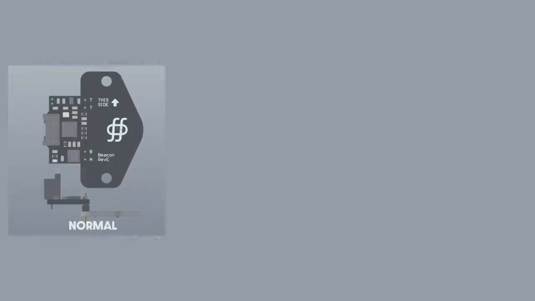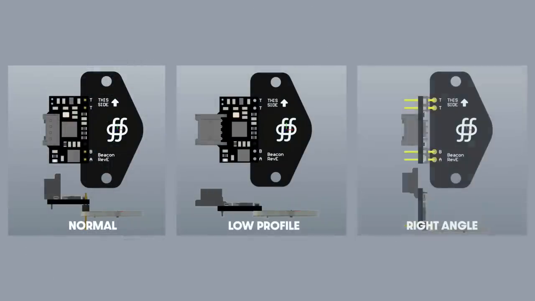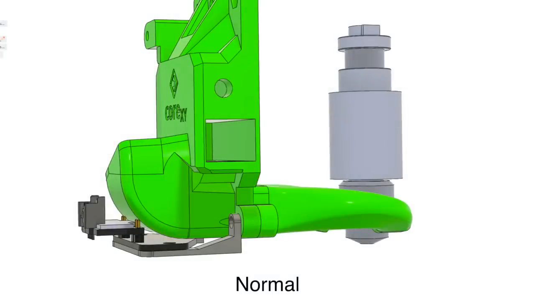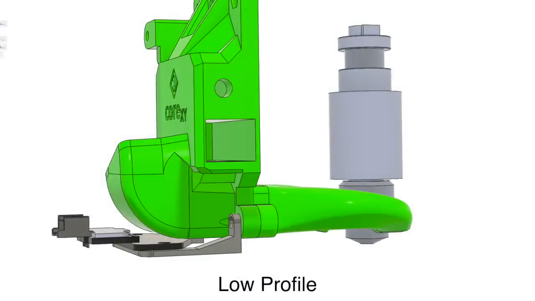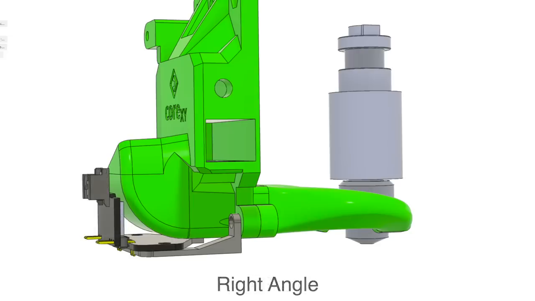Beacon is available in three different configurations: normal, low profile, and right angle. You'll need to pick the one that will best fit your printhead. Currently, with this device being so new, there aren't that many mount designs out there yet. So if you're buying this today, you may need to design your own.